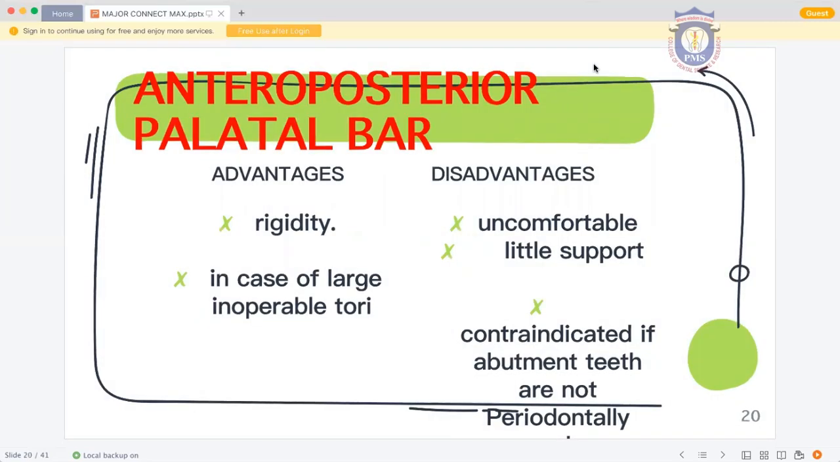The advantages of the anteroposterior palatal bar are that it has good rigidity, and in case of large inoperable tori in the palate, we can make an anteroposterior palatal bar without causing any damage or interference with the maxillary tori. The disadvantage is that it is uncomfortable and provides only little support. It is contraindicated if the abutment teeth are periodontally weak.